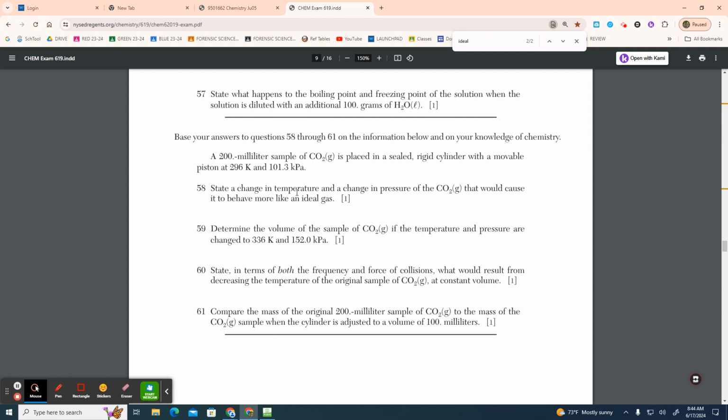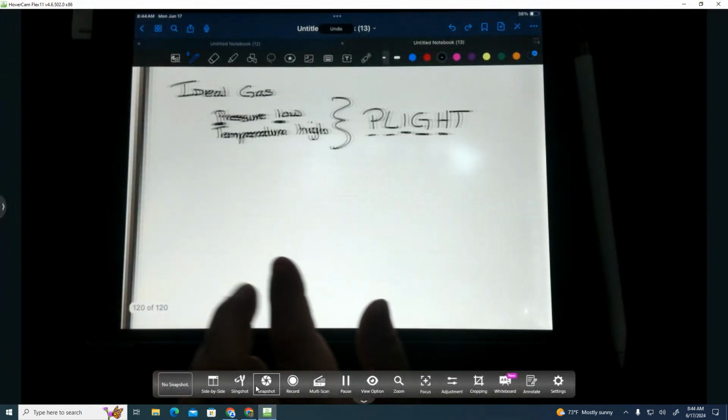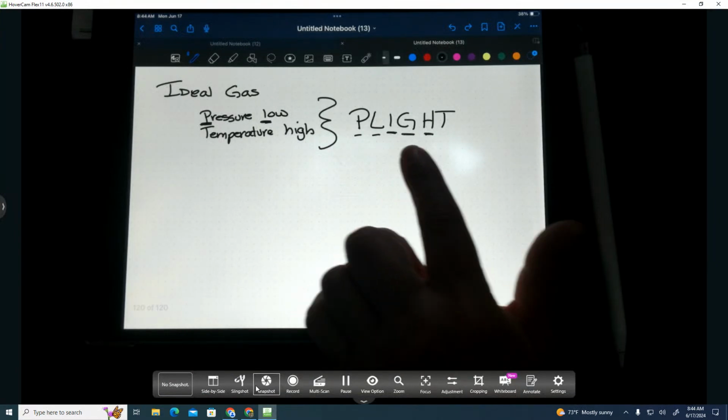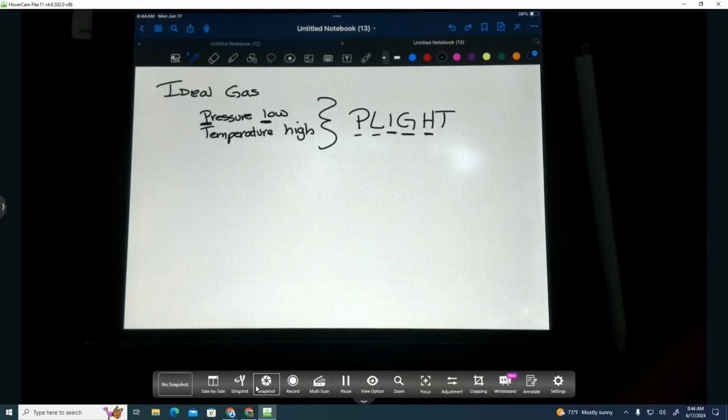State a change in temperature and a change in pressure of the carbon dioxide that would cause it to behave more like an ideal gas. How do we get a gas to behave more like an ideal gas? Low pressure. High temperature. That's the answer. That's how they're going to ask you.